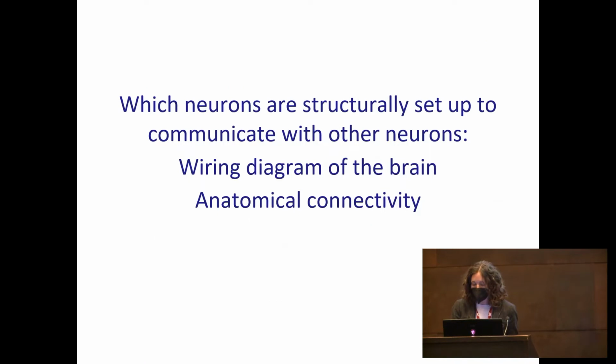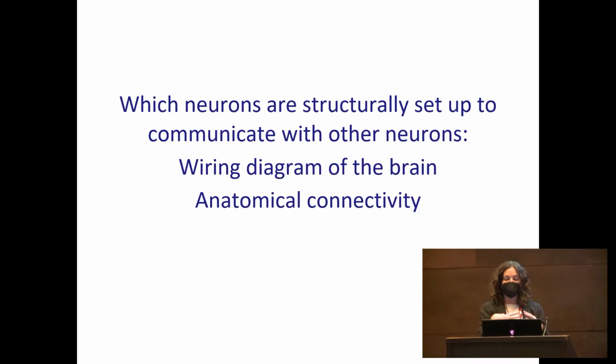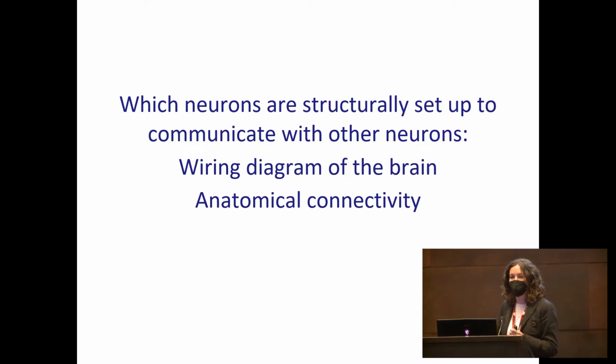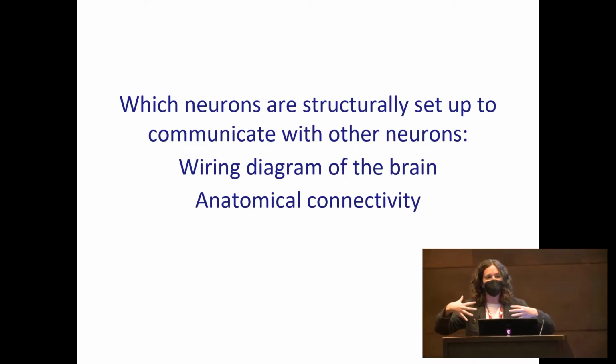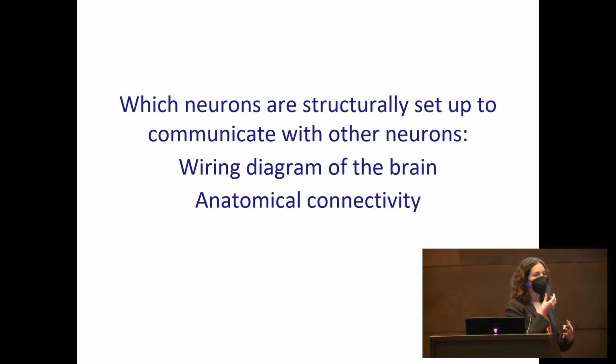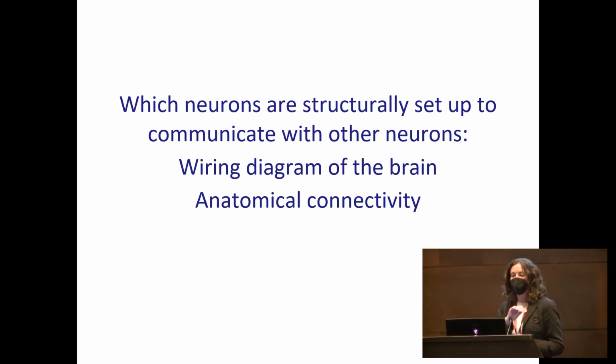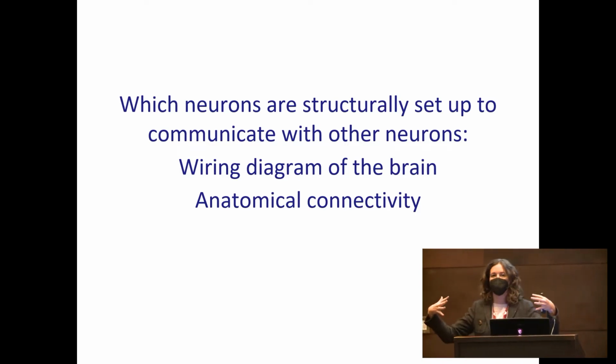And so which neurons are actually structurally set up to talk to other neurons is what we call the wiring diagram of the brain. So you could think of a wiring diagram setting up some kind of piece of electronics or something, but we also use this as a metaphor for how we think about axons wiring up and talking to dendrites in the brain. The more formal term for that is anatomical connectivity. It's the connectivity, what allows neurons to talk to each other in the brain.